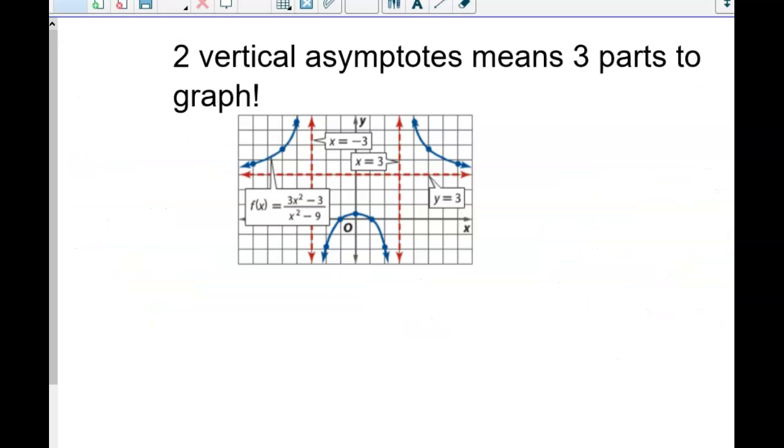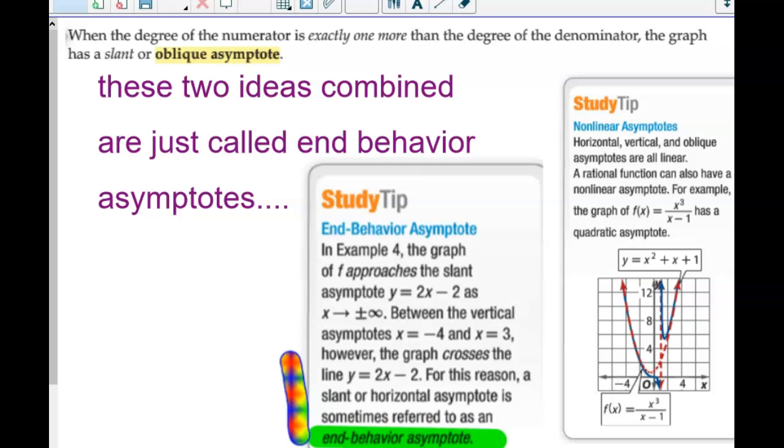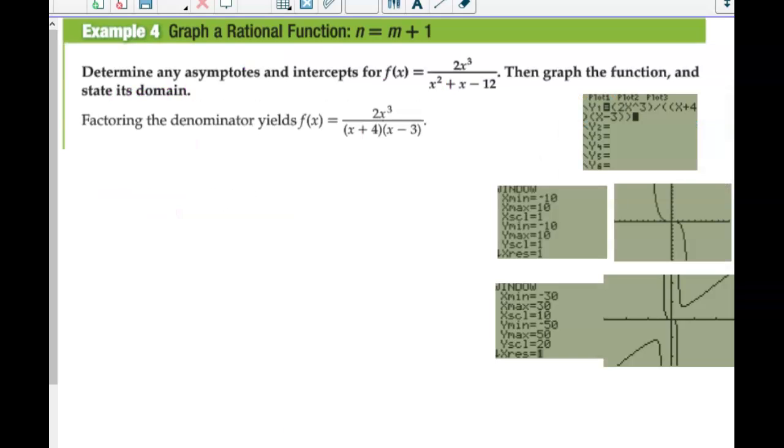All right, so I mentioned this yesterday. If you have 2 vertical asymptotes, there has to be 3 parts to the graph. Everybody awake and get what I'm saying? There's something on either side of the vertical asymptotes. If you don't see it, you got to change your window. All right, one more time. End behavior asymptote is simply a way of combining the idea of oblique asymptote or whatever. So when you hear me say that, that's what that means.